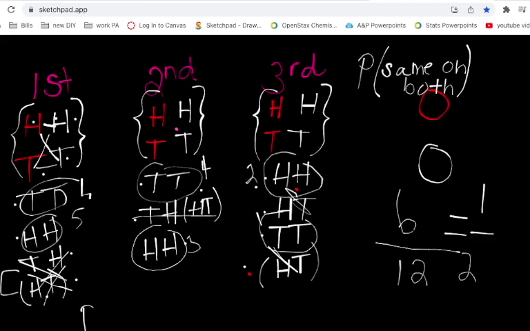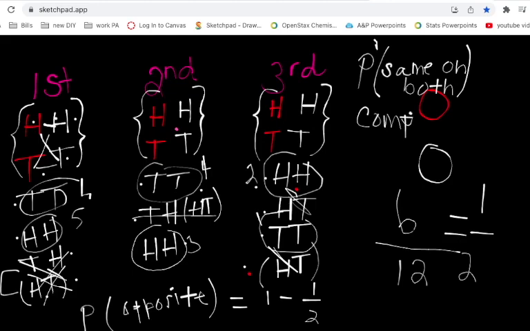Therefore, the probability that they are opposite out of these 3 flips is equal to 1 minus 1/2, because this is the prime version or the complement of our same on both sides, because the rest of the outcomes are the opposite. So we get the same thing, equals 1/2.